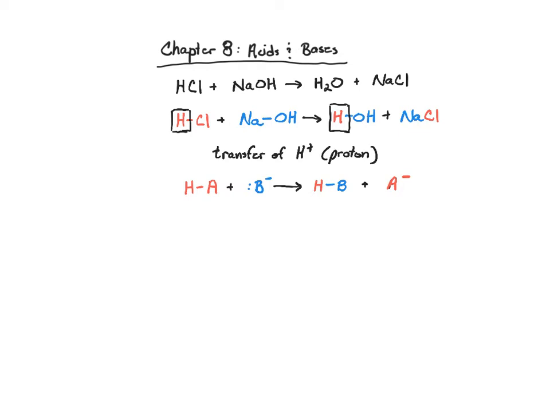Now we have some terminology here. The thing that has the proton to start off with is what we call the acid. The thing that is going to accept the proton is what we call the base. The thing that is formed as a result of the acid-base reaction, in other words, the thing that contains the proton that's been transferred, is called the conjugate acid. And the thing that's left over after the proton is gone is called the conjugate base.